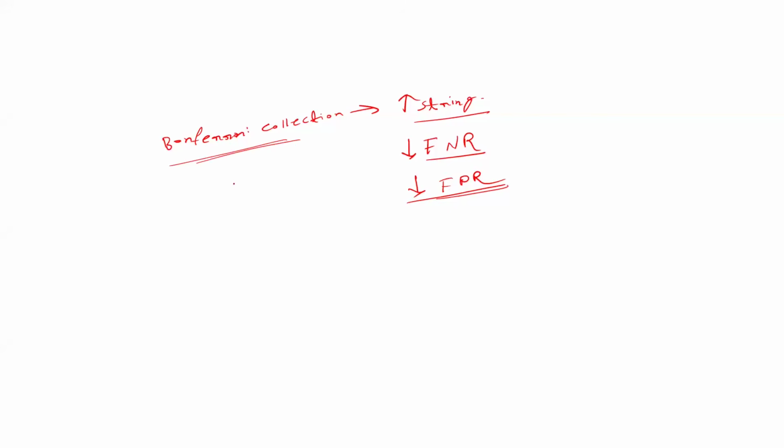I already said that the Bonferroni correction is used to increase the stringency, and to reduce the false negative rate and the false positive rate. And what is the formula for determining the threshold value of the negative log p value?